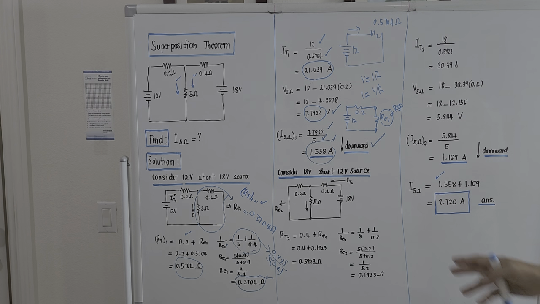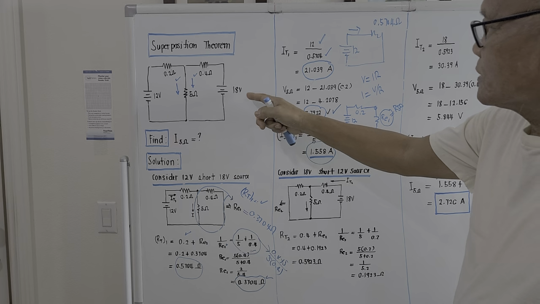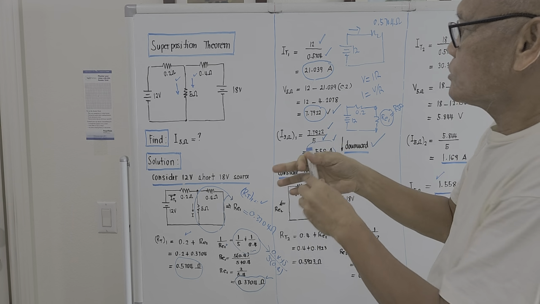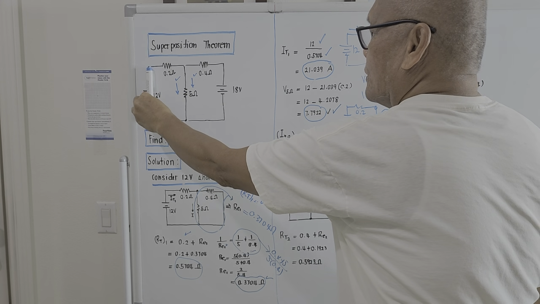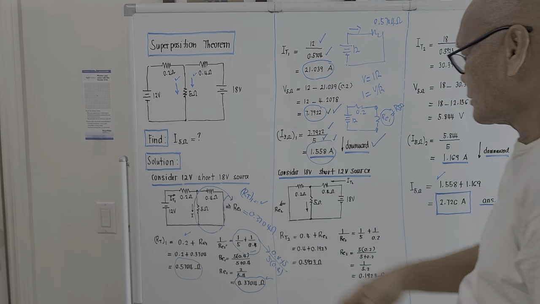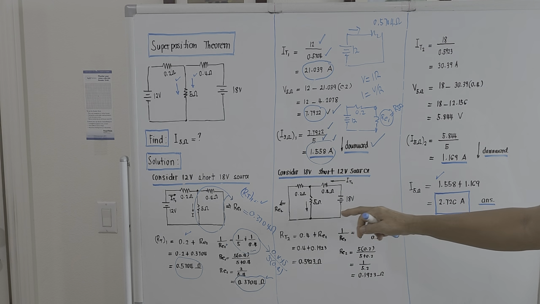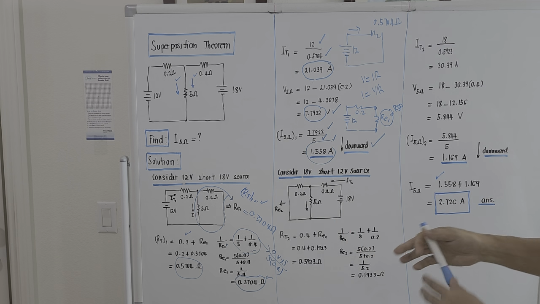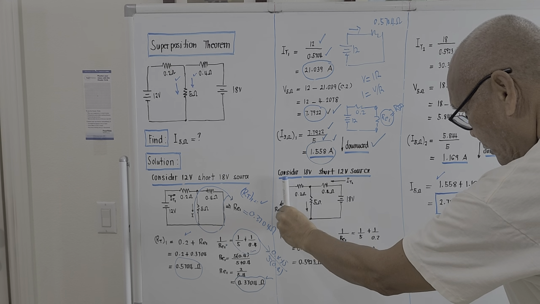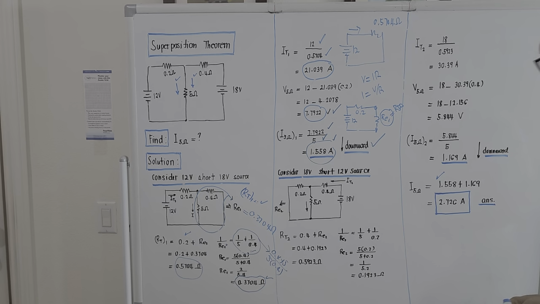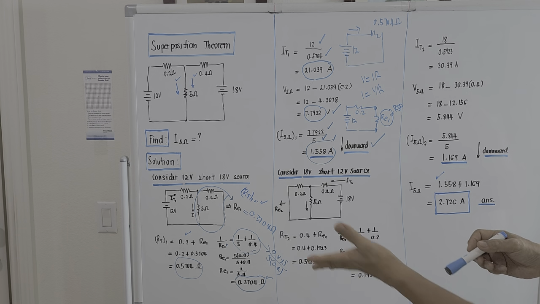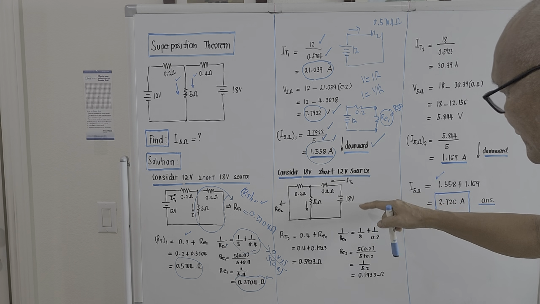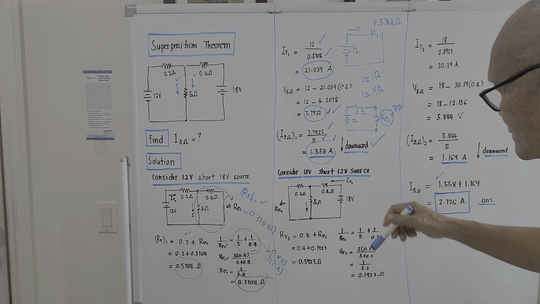Let's try to consider the 18 volt source. If we try to consider the 18 volt source, we short out the 12 volt. So the resulting figure will be this: 18 volts, 0.4, 0.2, this 5 ohm. No more 12 volts because we short it out. And to compute for the total current delivered by this 18 volt source, we must first take the single equivalent of this one.